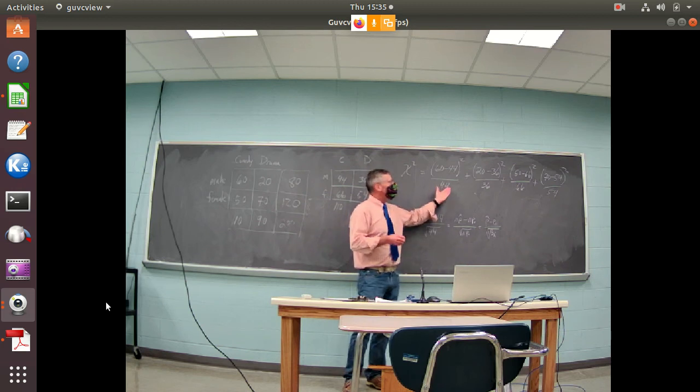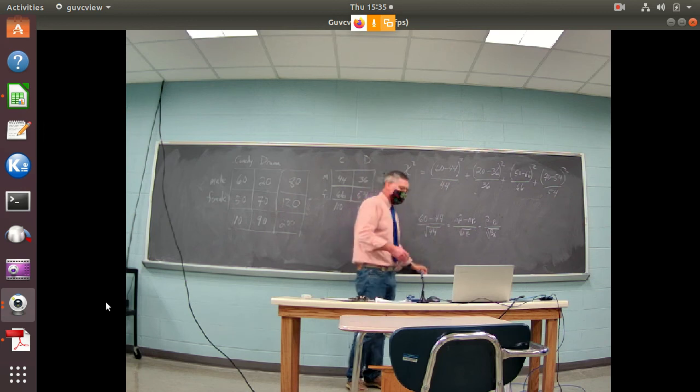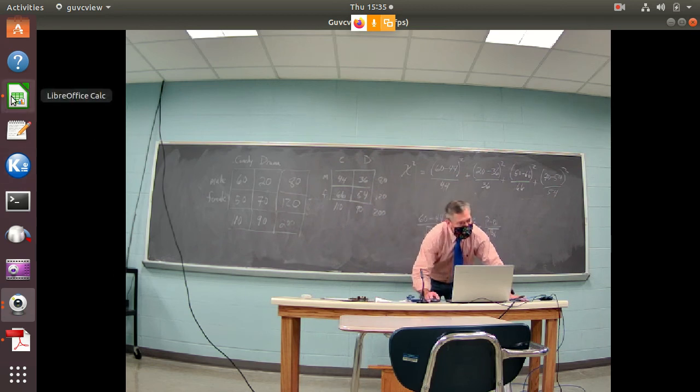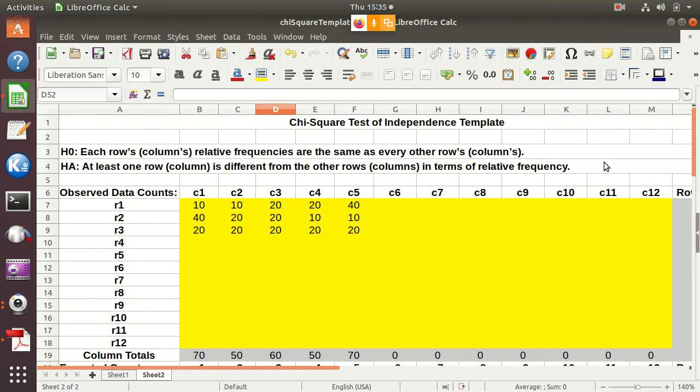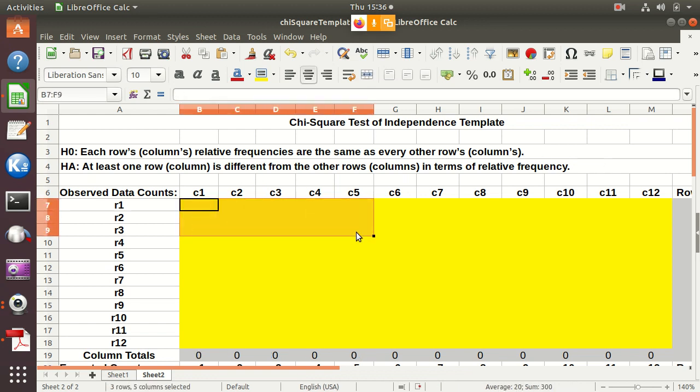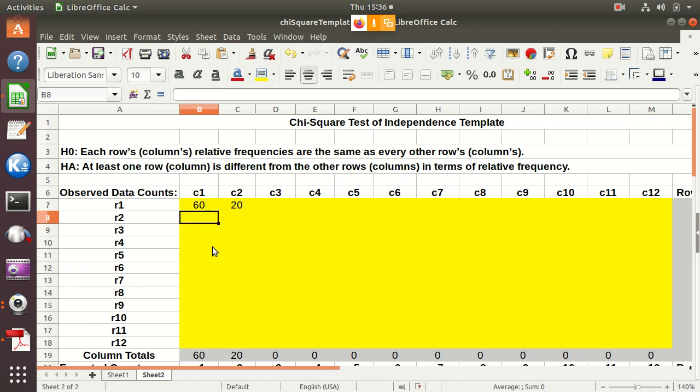But our template that we have made for this will take 1 degree of freedom just fine and calculate an answer. So this is our chi-square number. And with that, I'm going to pull up the chi-square template that I believe is the same one that you all are making. So here's our chi-square template. And I'll put our numbers in. I need to get rid of these numbers. And 60... Okay, this is a 60 and then a 20 and a 50 and a 70.